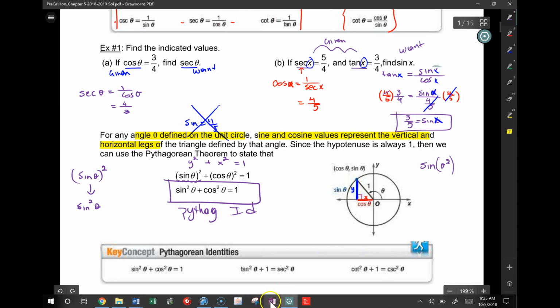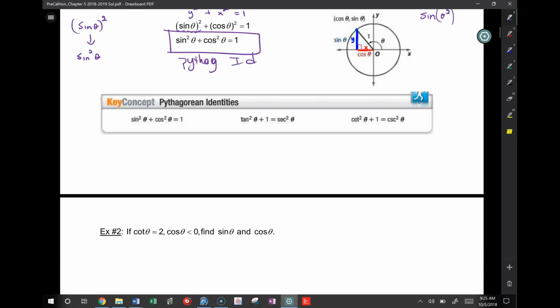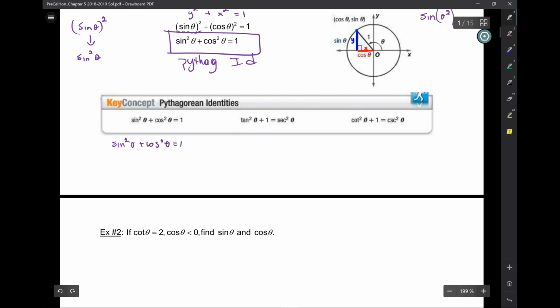So now look at what we're going to do. Just for fun, I'm going to take that identity, sine squared theta plus cosine squared theta is equal to 1. And you know what I'm going to do? Just for fun, I'm going to divide everything here by cosine squared, because what else would I do on a Friday morning, right? So let's divide by cosine squared theta, cosine squared theta, cosine squared theta.